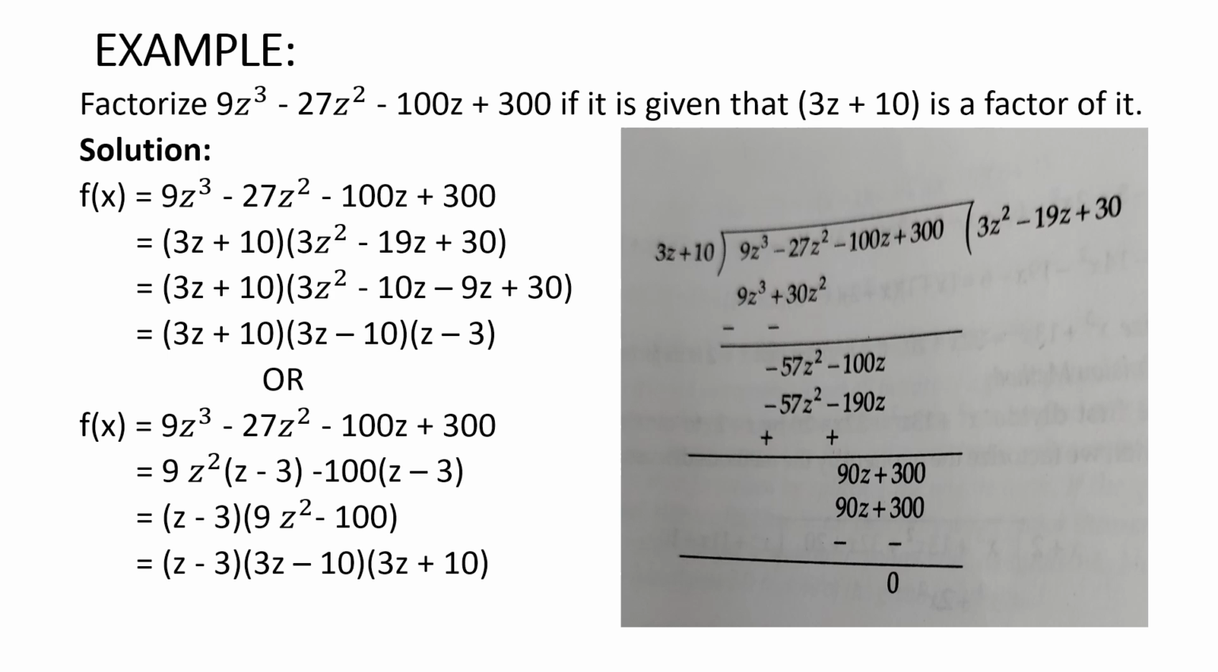Now you can also directly do it by the factorization method if nothing is given regarding any of the factors. In that case, you can just use the factorization technique. First we group the similar type of terms. So we get z minus 3 into 9z square minus 100. 9z square minus 100 is a square minus b square, which is a minus b into a plus b. In this case also you get the same answer.